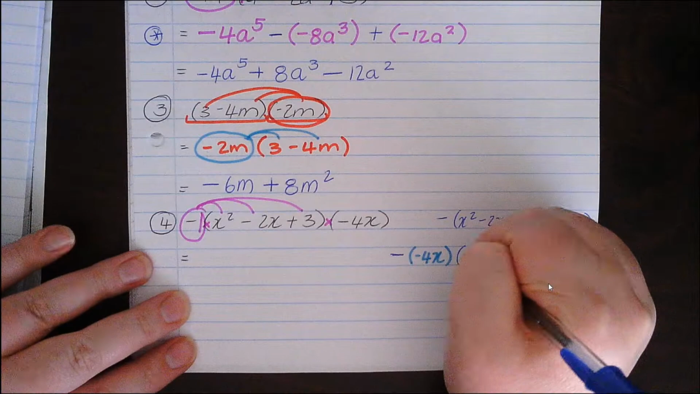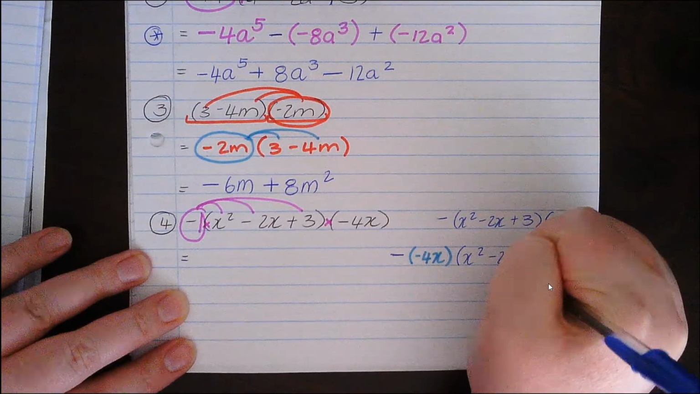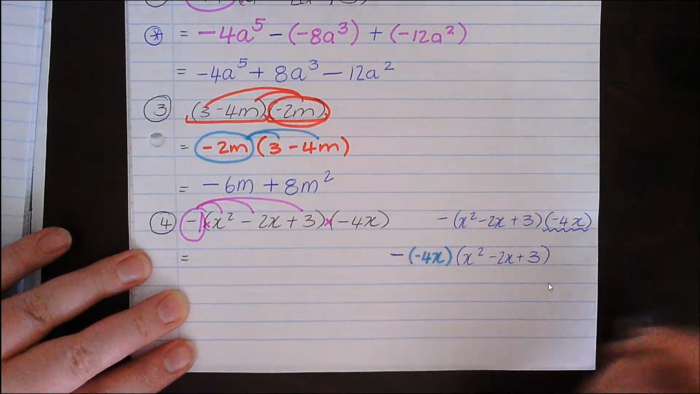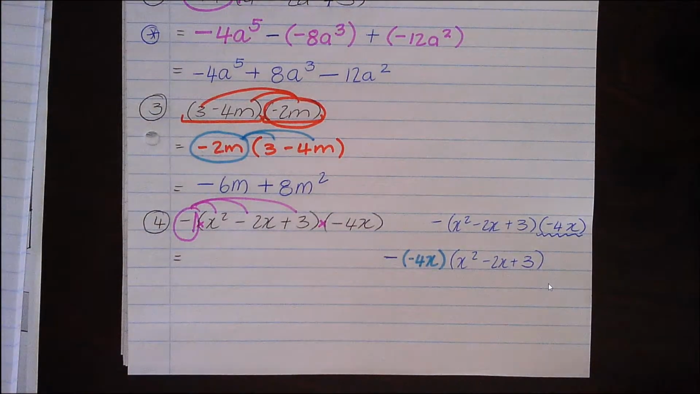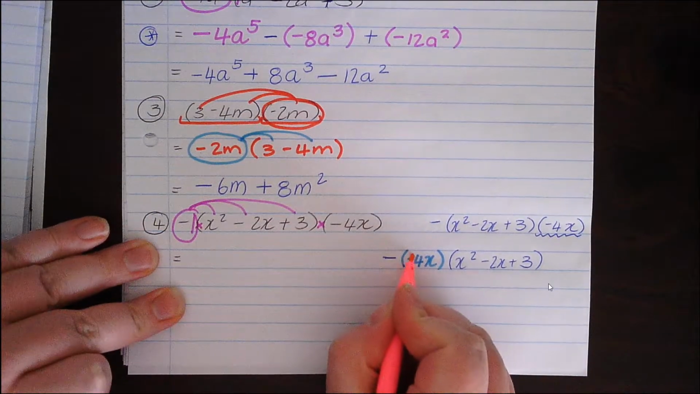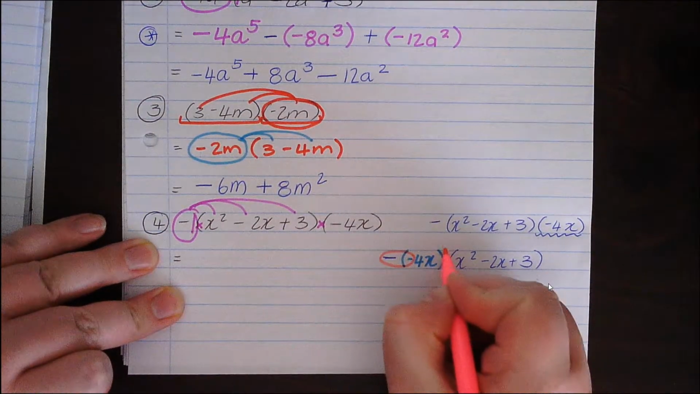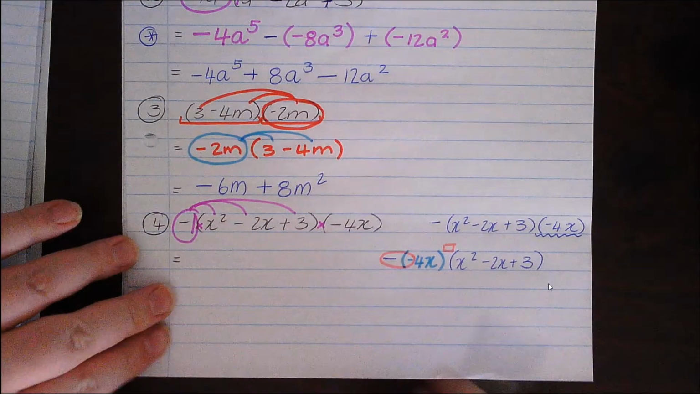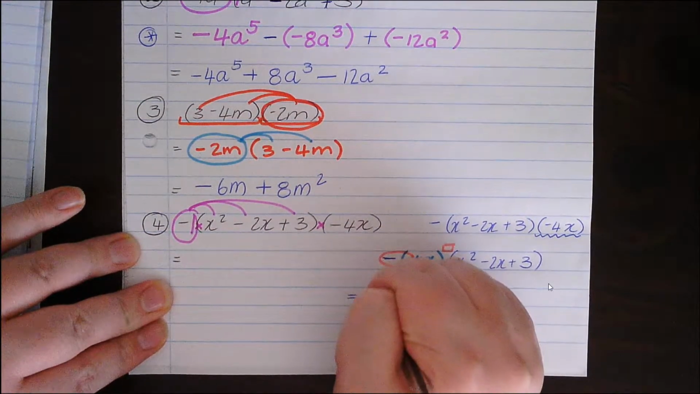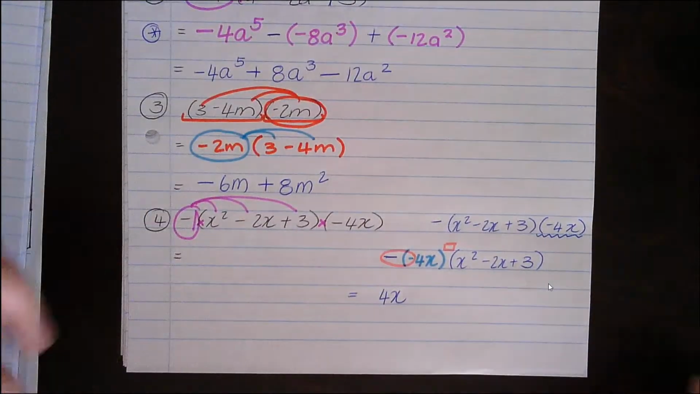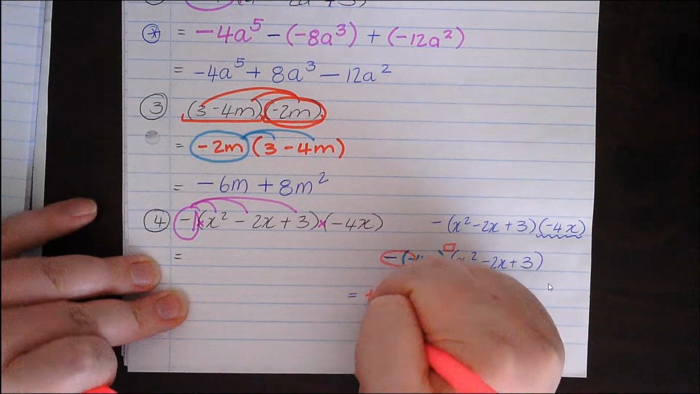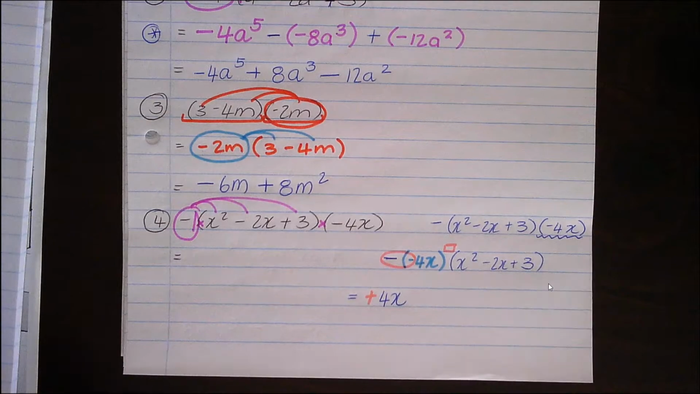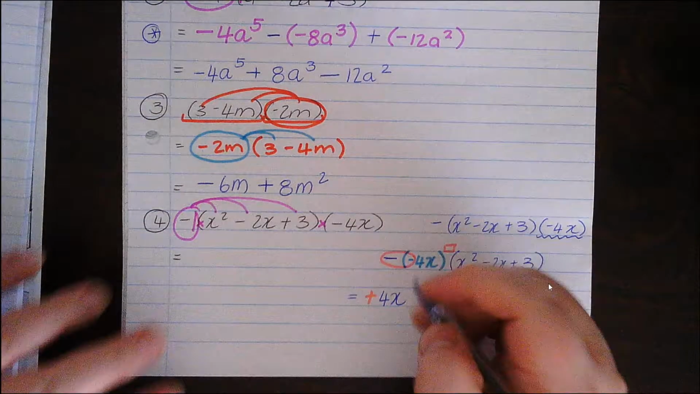And we have x squared minus 2x plus 3. That's still there. Okay. Now, let's have a look. We have a negative and a negative next to each other. There's no power here, so we don't need to do anything with that. A negative and a negative become positive, so that's 4x. Okay, positive 4x. This is going to make it so much easier.